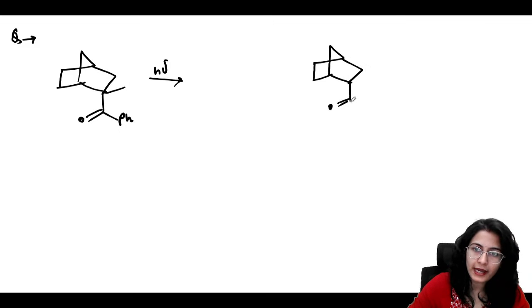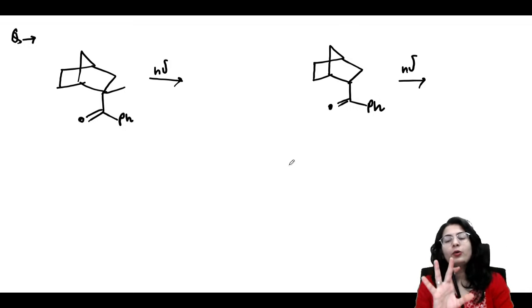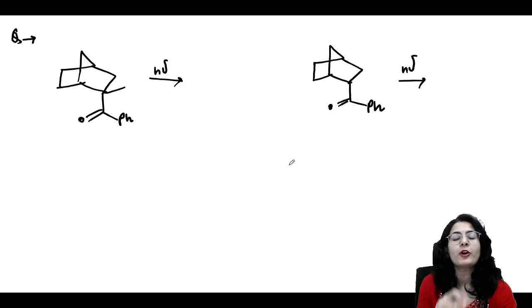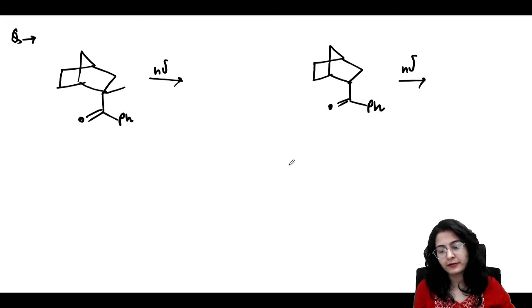Okay, so you have two molecules like this, only with a difference of a methyl on the exo position. अब इनके जो products बनेंगे उनमें difference क्या आएगा? What is going to be the difference in product formation?